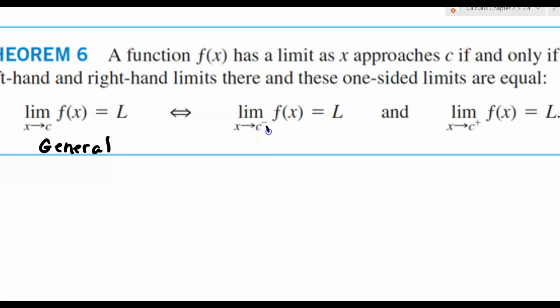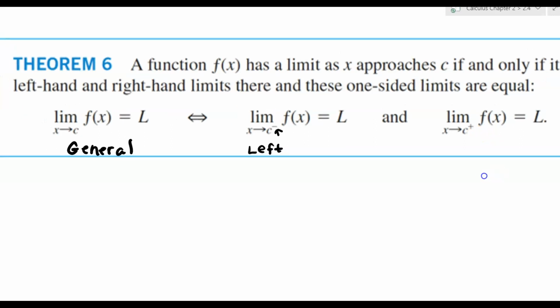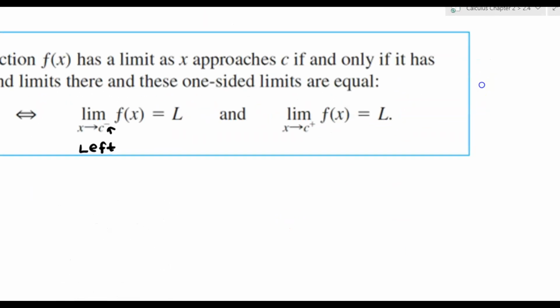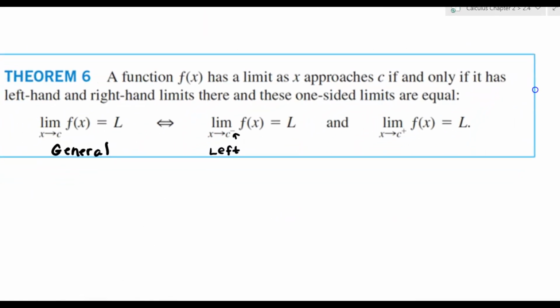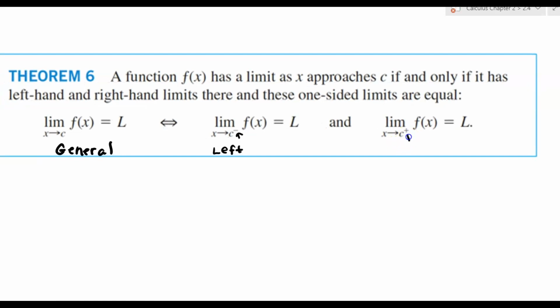This little minus sign indicates that we're looking at the limit from the left, or a left-hand limit. And this right here off to the side indicates that we're looking at it from the right-hand side.